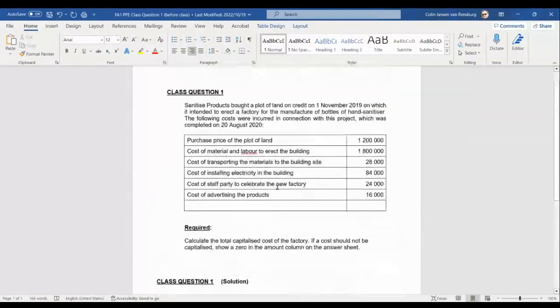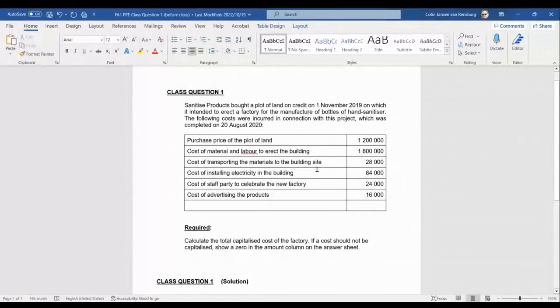Okay, let us go to the third one here, ladies and gents. So here they are saying cost of transporting the materials. That is now the materials that we've purchased, that we've bought in to use in the construction of that factory building. The cost of transporting the materials to the building site, so where they are going to be erecting it.